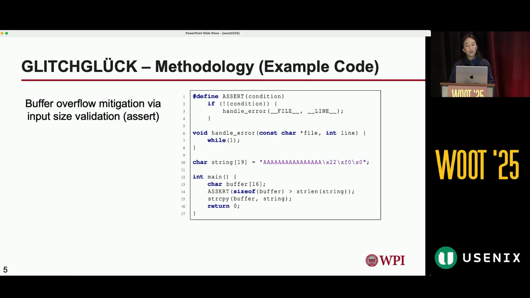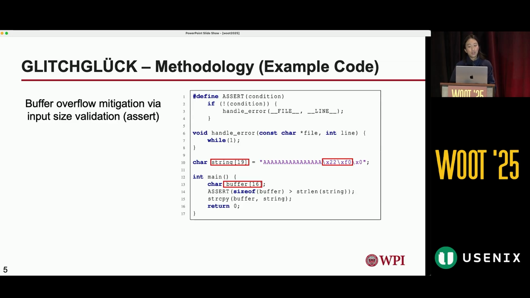Okay, so I'm going to walk you through a very, very simple example to go over the methodology. This example is buffer overflow mitigation with input size validation using assert blocks. We have just a simple walkthrough. We have the buffer size, which is 16 bytes. The stream size is 19 bytes, with a bunch of A's. And eventually, our target is to fault the return address of the main function.